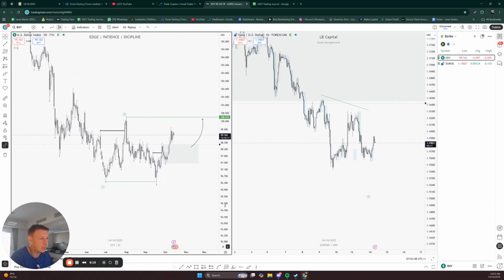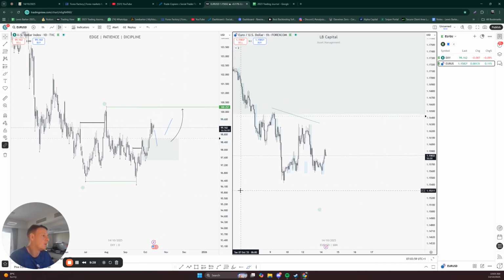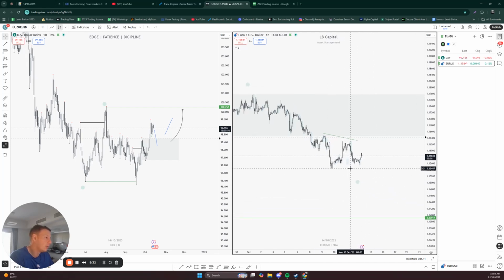So to summarize, dollar, I would prefer to see price come lower first into this area of demand, and then we see some sort of accumulation and push to the upside. And on EU, similarly, looking for that as well. Would like to see price push higher into this area of supply. Could be something for the second half of the week. Let's see what happens.